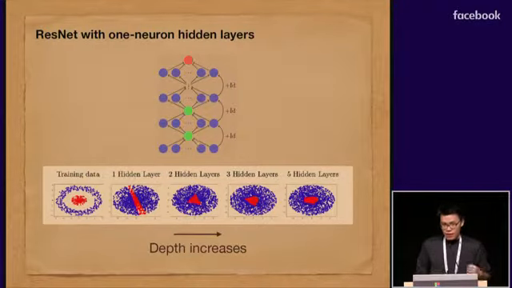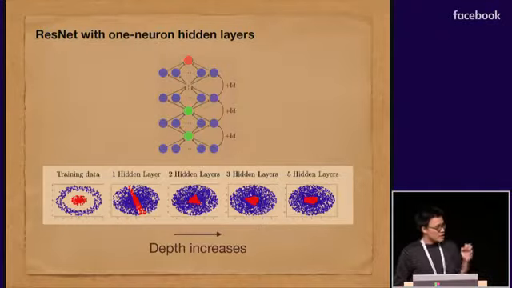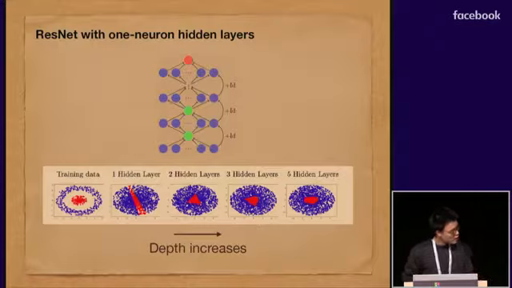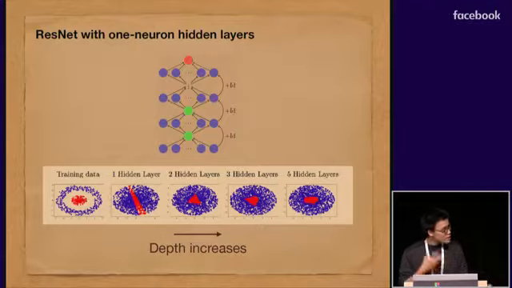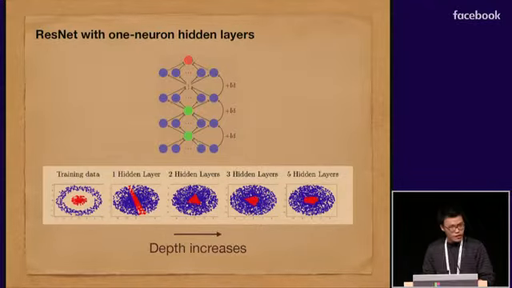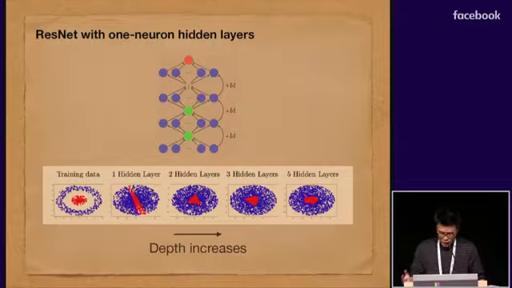Here we will apply ResNet with 1 neuron per hidden layer, which means there is only 1 nonlinear activation function in each hidden layer, which are the green nodes. And on the bottom, you can see that the performance increases when we add more depth into the network. And we are getting better and better approximations of the unit ball distribution. So this motivates our theoretical work.